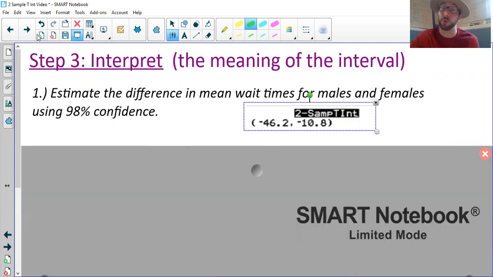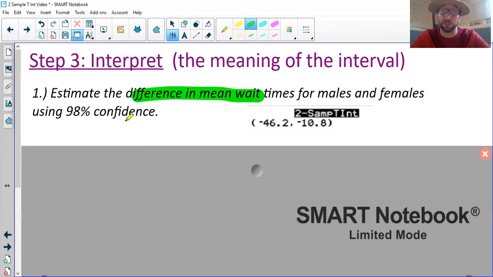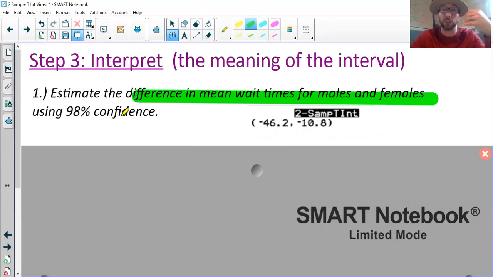There's 2 ways we could go about it, just like with 2 prop Z. So we could just focus on this wording, right? The difference in mean wait time for males and females. Just make sure you include the order of subtraction, because that's how we make sense out of the negative or positive numbers. So personally, if I'm taking the exam, I'm just going to say something about the true difference in mean wait time for males and females.